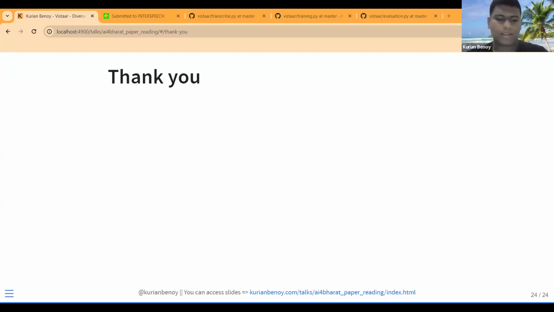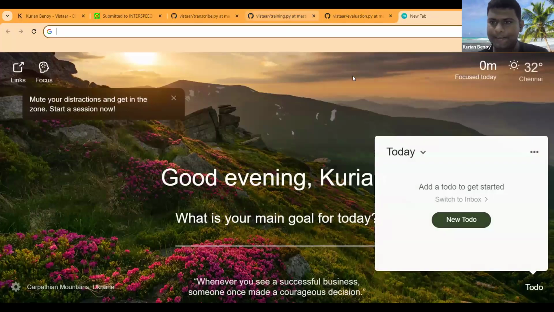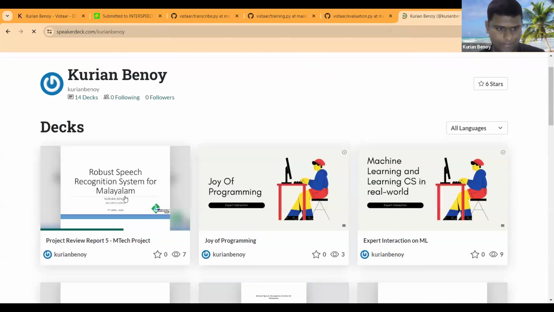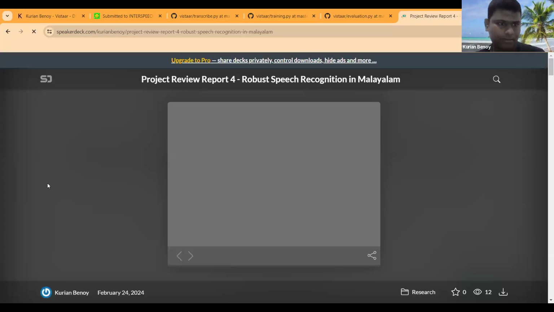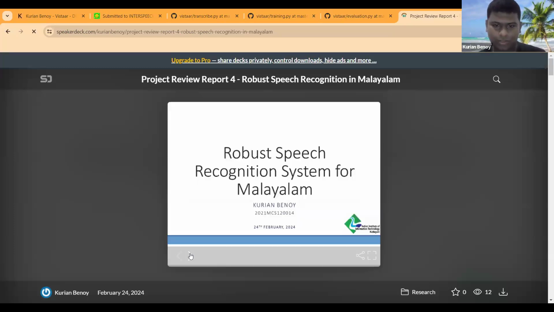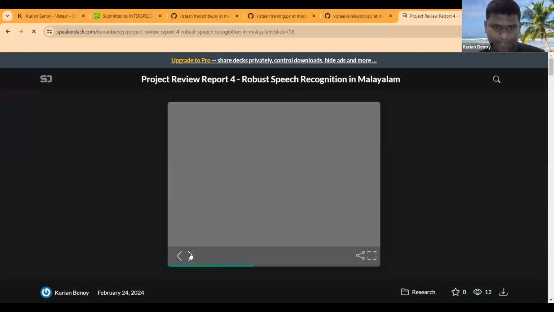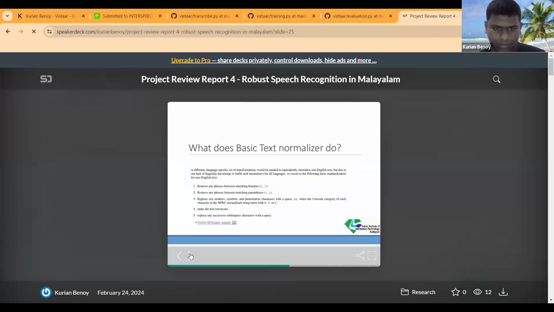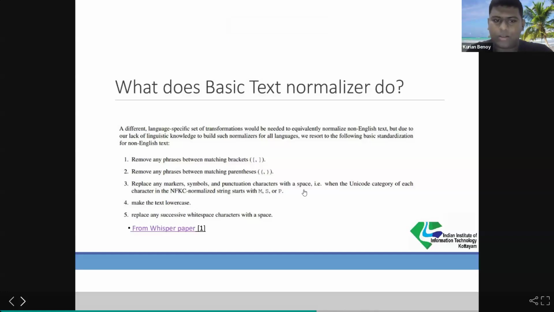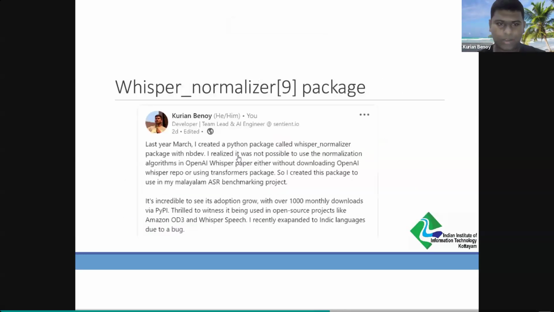Sure. Let me check if I can show you something. I'm just trying to take my thesis and list the problem for you. This is the basic text normalizer, what it does. It looks very meaningful: it removes any phrases between matching brackets, removes any phrases between matching parentheses, then replaces. The third point is the only problem, and I will tell you what it does.